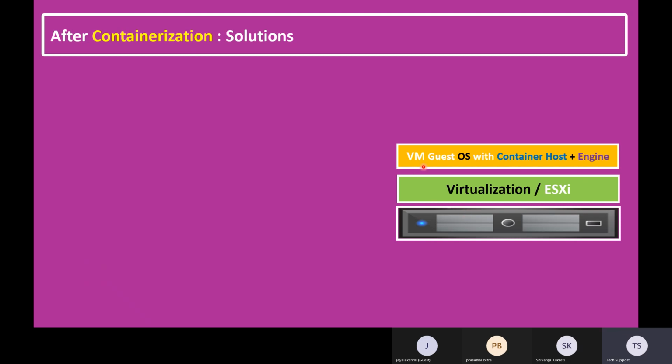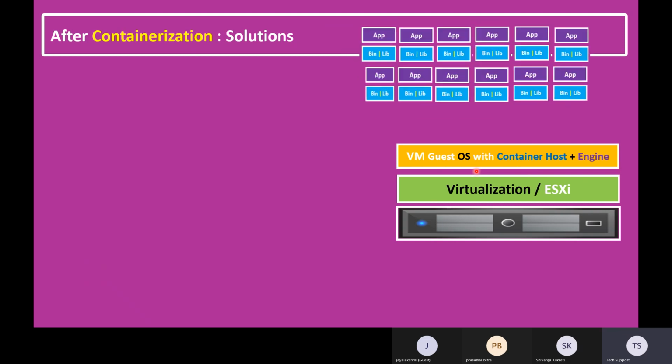Let's say this virtual machine is running with a guest operating system. Along with the guest operating system, we are going to configure a container host plus engine. So these two components are going to be configured. The most popular container host is Docker. For our easy understanding, I took one virtual machine, but the same scenario is applicable for multiple virtual machines. So within one virtual machine guest OS, I configured a container host plus engine. On top of the container host and engine, we configure multiple applications.